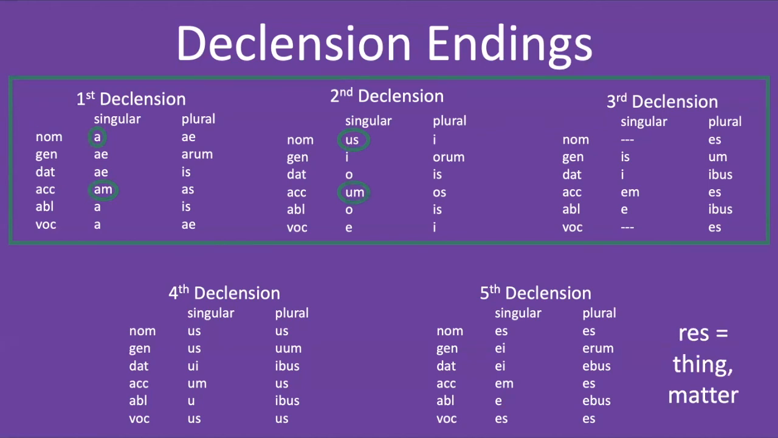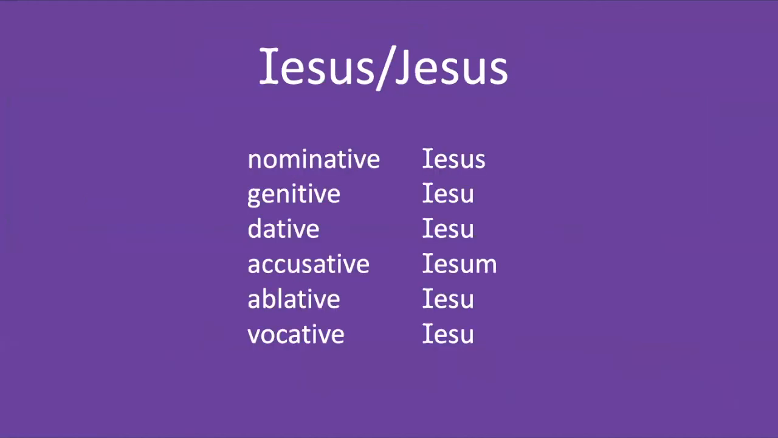And finally, one last little point is the name of our Lord Jesus. Notice the I versus the J. This difference is just what time period we're talking about. In ancient Rome, there was no letter J, and at the time it was just an I. In subsequent centuries, the letter J came into use. So you're going to see it both ways, and these are the forms that you'll see it in.